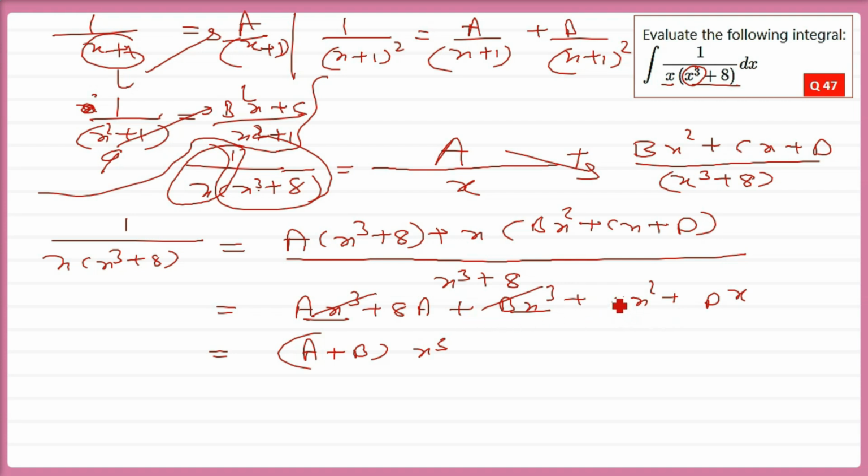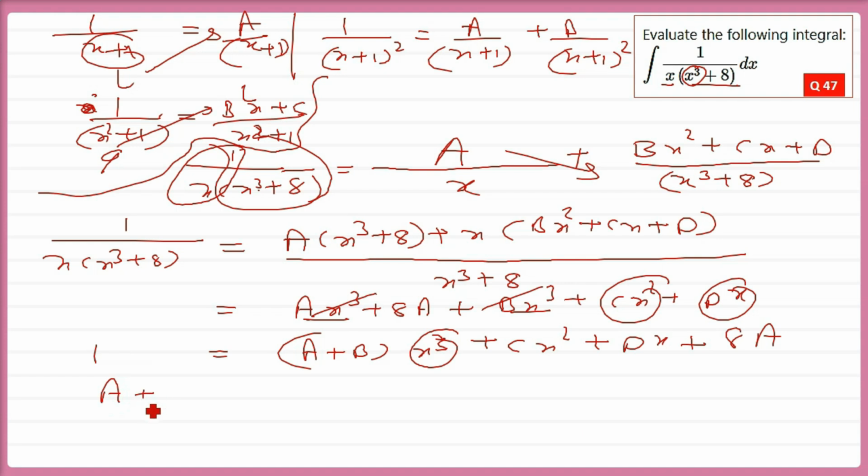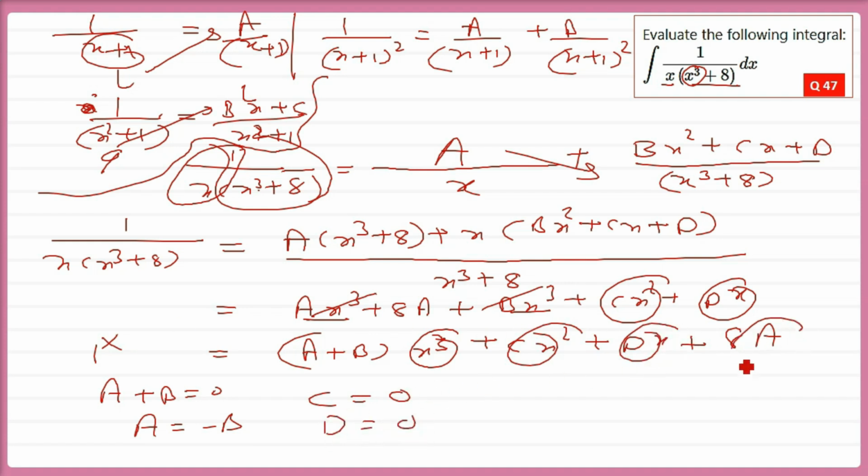And on the left, it is just 1. Then we have cx square, then dx, and then 8a. So on the left, if you check, only 1 will be there, because x cube plus 8 into x is definitely going to be cancelled. Now a plus b becomes 0, c becomes 0, d becomes 0. Only 8a will be equal to 1. Why? Because there is only a constant term on the left hand side, which is 1.